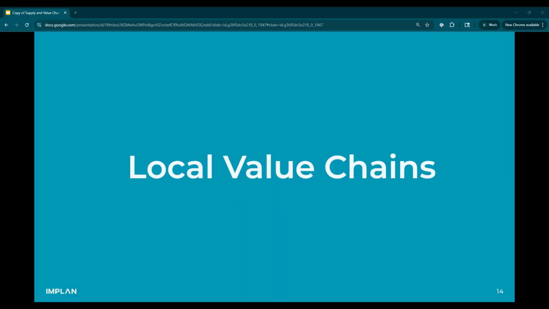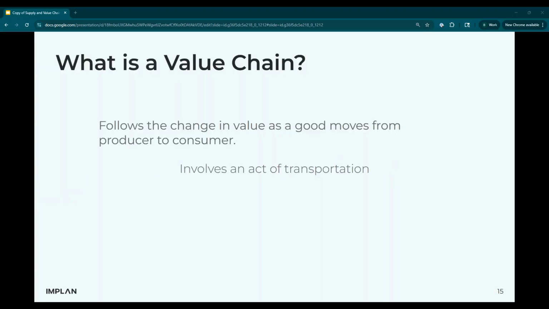So let's shift gears and talk a little bit about value chains. That was supply chains. It's an act of transformation. But just so we don't get confused, we're going to go through what a value chain is for purposes of our discussion. Value chains are described and defined differently in various disciplines. Here's how we're going to talk about value chains. We're talking about them as it follows the change in value as a good moves from producer to consumers. That is, it involves an act of transportation.